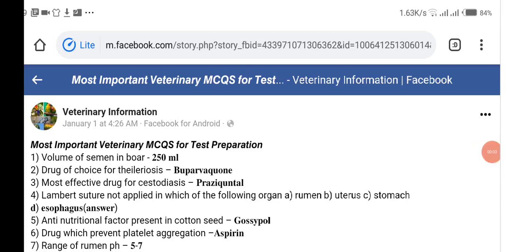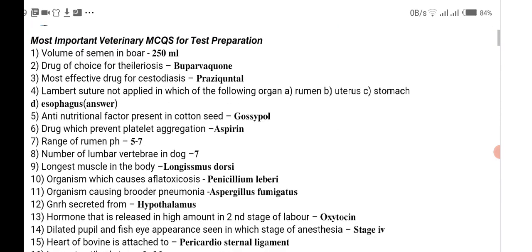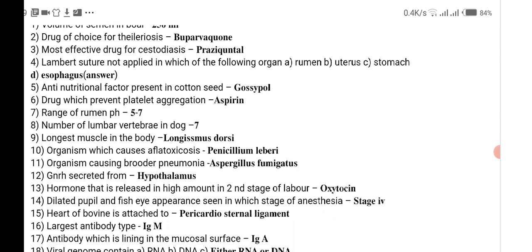Most important veterinary MCQs for test preparation. Volume of semen in boar is 250 ml. Drug of choice for filariasis is buparvaquone. Most effective drug for cystoid is praziquantel, and the drug active against nematodes is levamisole, but for cystoids it is praziquantel.